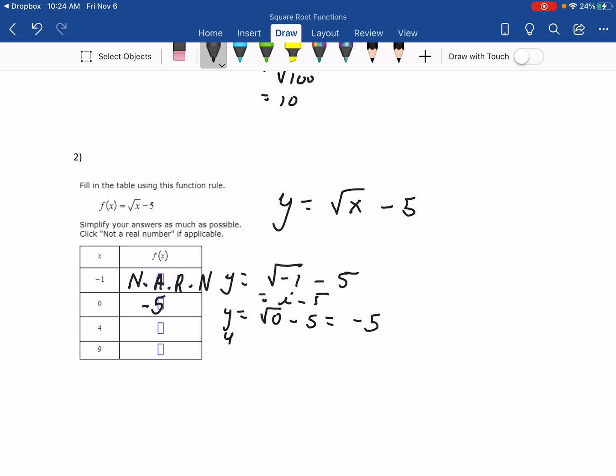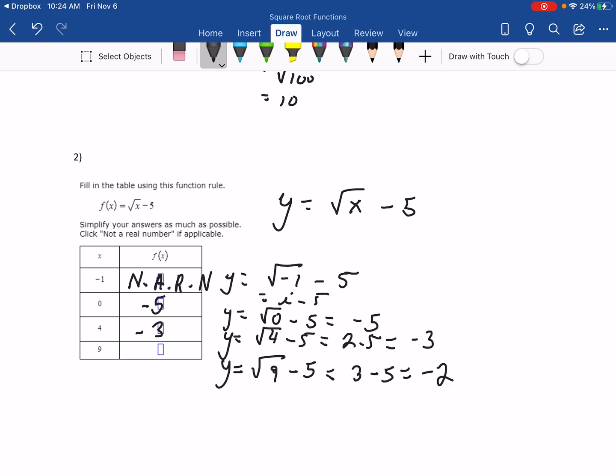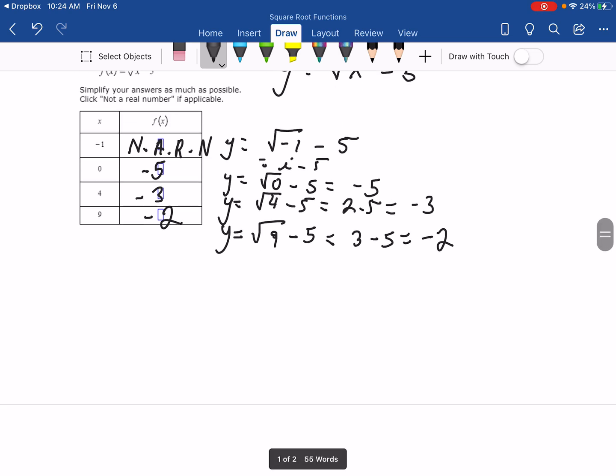For 4, y equals square root of 4 minus 5, which is 2 minus 5, which is negative 3. And for 9, y equals square root of 9 minus 5, which is 3 minus 5, which is negative 2. Okay.